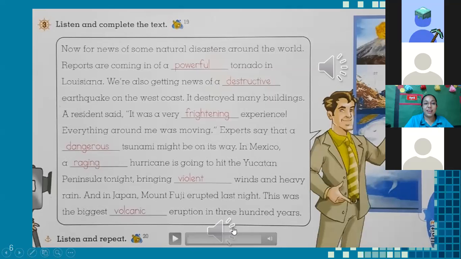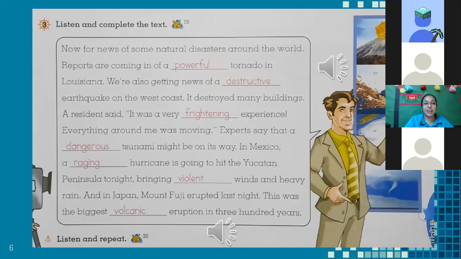Okay, so let's see now. We listen and we repeat, okay, the long adjective, yes? Okay. I'm sorry, it's not this one. Let me see. Track 20. Listen and repeat. A powerful tornado. A powerful tornado. So let's repeat, yeah?